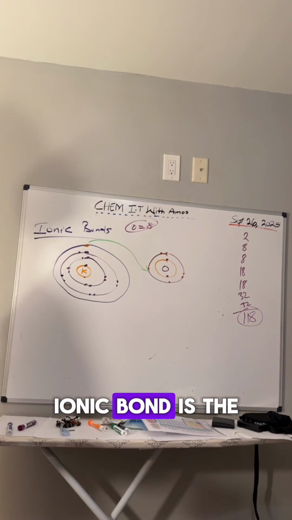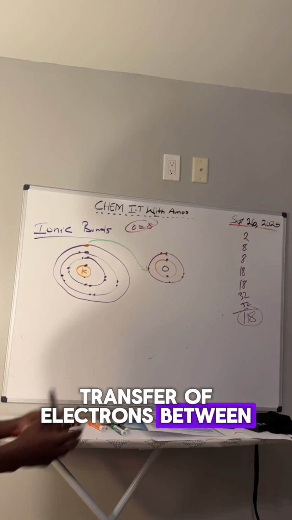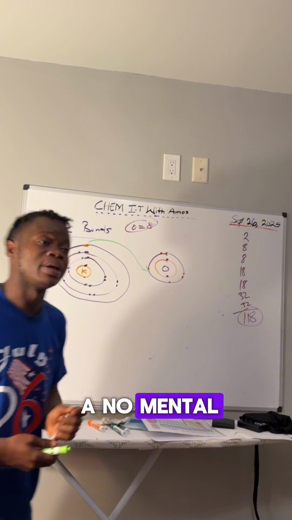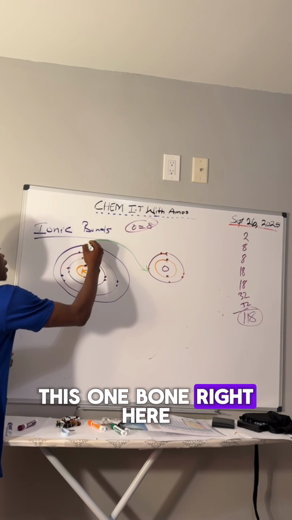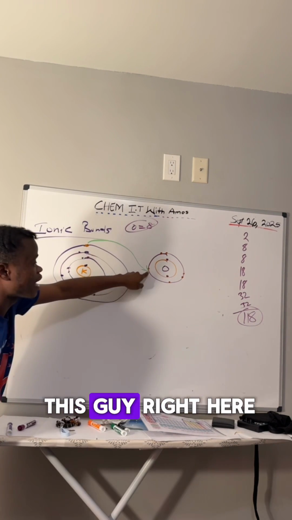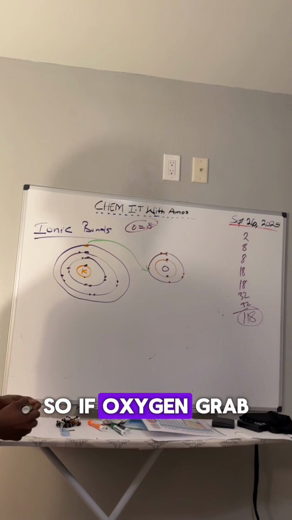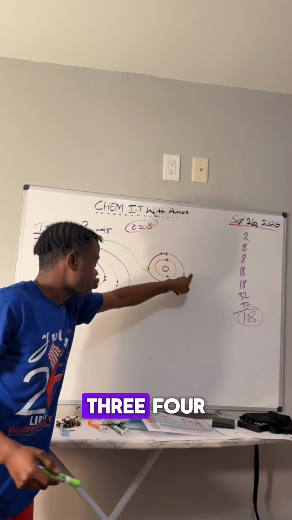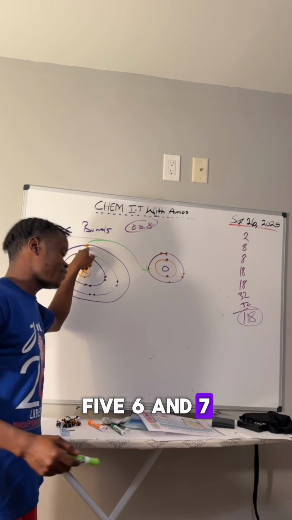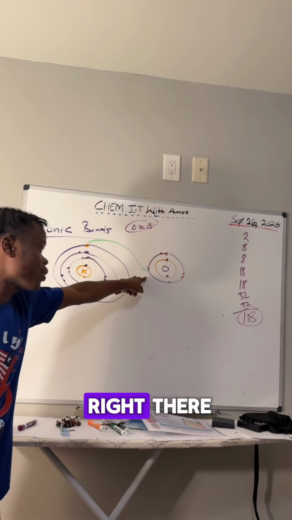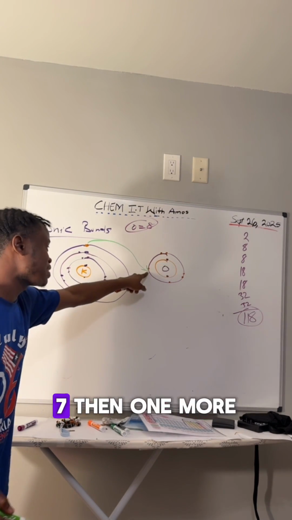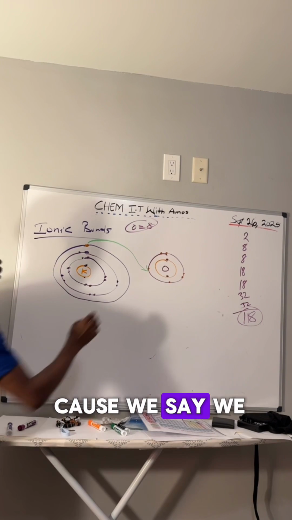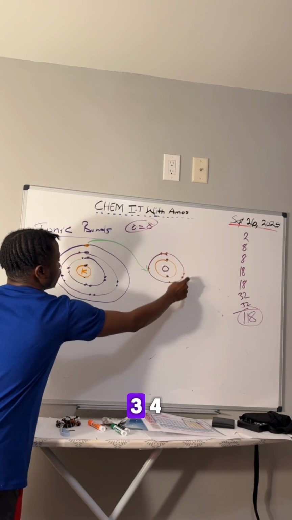Because we say ionic bond is the transfer of electrons between metals and non-metals. So this is a metal and this is a non-metal. This guy loses this 1 electron to this guy right here. Oxygen grabs it. So if oxygen grabs that, then here it becomes a lone pair. So it'll be 1, 2, 3, 4, 5, 6, and 7, because it already accepted this. So it becomes 7 right there. Understood? It accepts this, it becomes 7. Then 1 more is left here to make it 8, to bond it to make it 8. Because we have 1, 2, 3, 4, 5, 6.